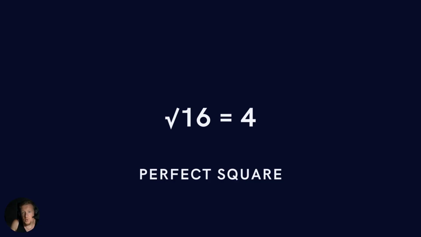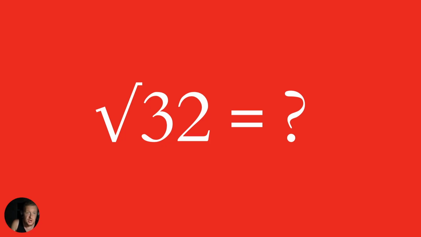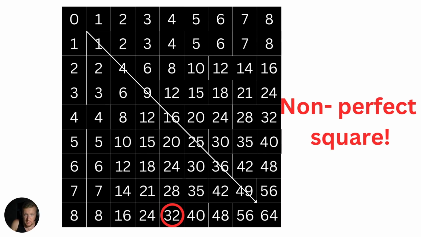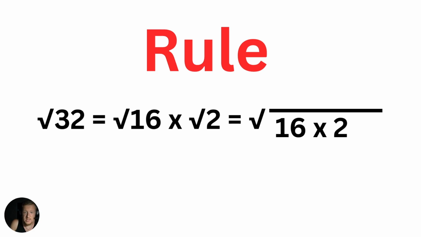We all know the square root of 16 equals 4 because that's the perfect square. And the square root of 32 is not a perfect square, but 16 times 2 equals what? Equals 32. So we simplify it like this. The square root of 32 equals the square root of 16 times the square root of 2. Also equals the square root of 16 times 2.